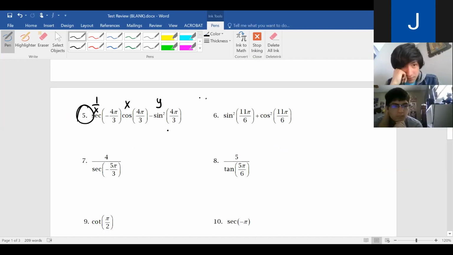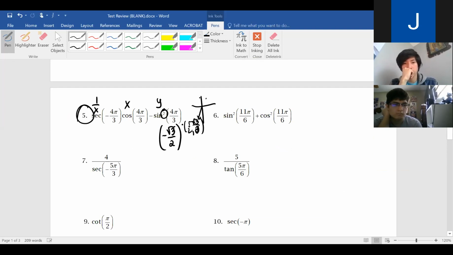This would be your root 3 over 2 answer, because that's from your unit circle, where it was 4 pi over 3 down here. Your negative root 3 over 2 was your y value down here. Okay. We also know that this says it's squared, so that's going to be a squared value that's there. Minus here, cosine of 4 pi over 3, same point. So use that to your advantage. That's the 1/2.